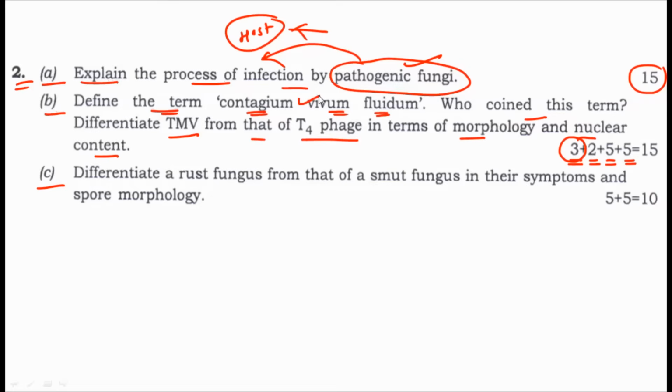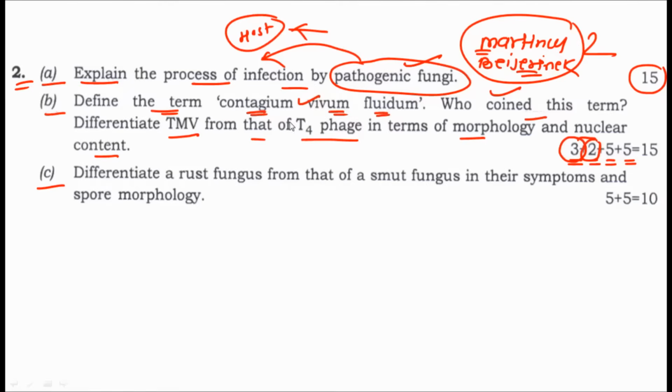That is, for explaining this term, there are 3 marks, and for writing down just the name of who coined this term, you will get 2 marks. Now, this term contagium vivum fluidum was coined by Martinus Beijerinck, and for writing down this name only, you will get the 2 marks.